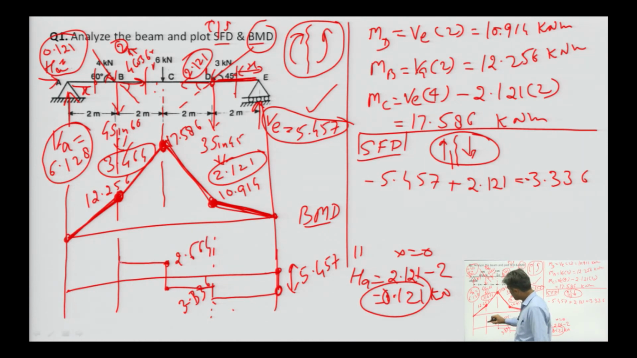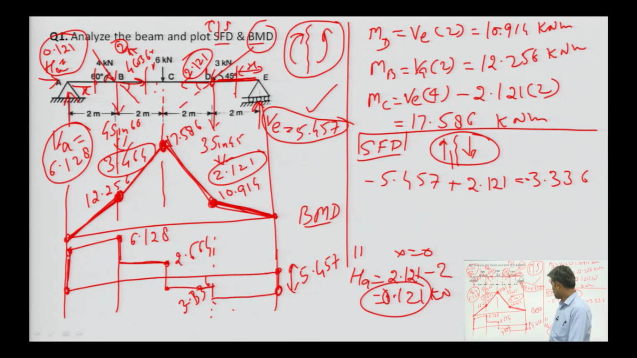Here no force is there. Further, a downward force is acting by 3.46. So, this one is added, and its value will be 6.128, and since no force is acting, this is again upward. So, we are moving here. So, this is the shear force diagram.